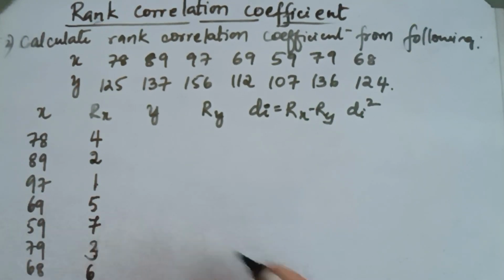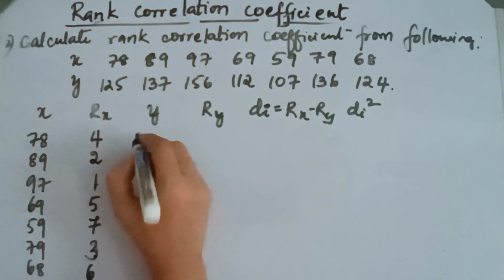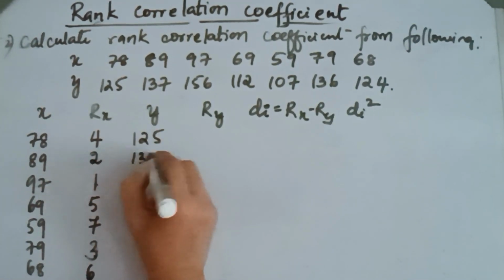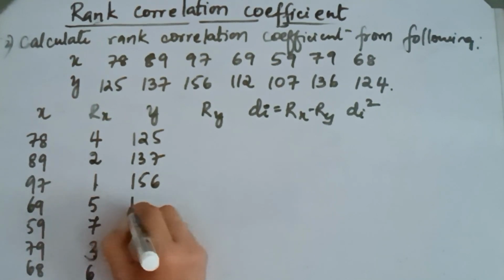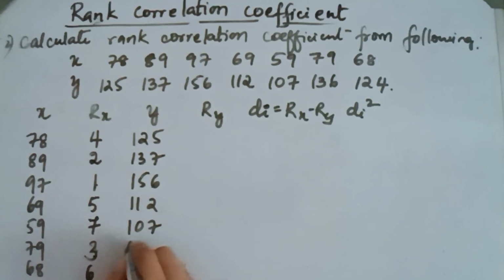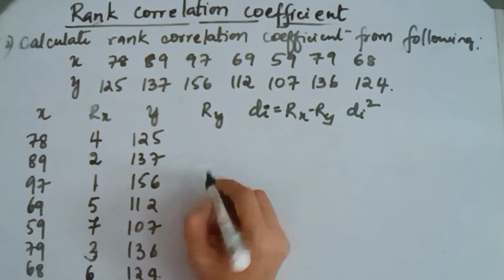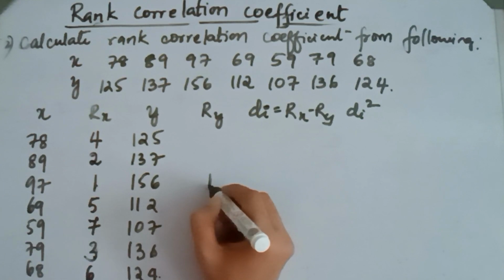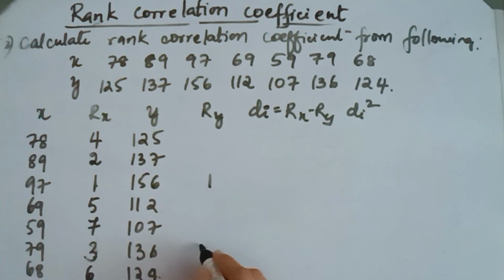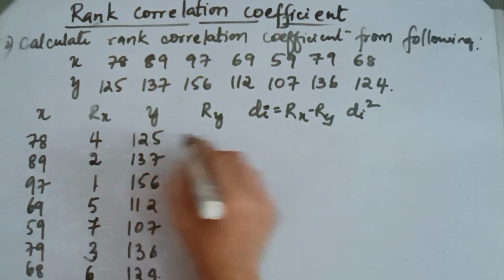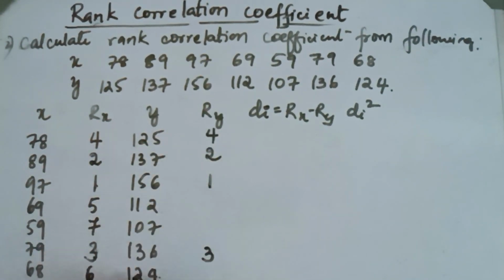Next is this data: 125, 137, 156, 112, 107, 136, 124. Here the highest value is 156, it has the rank 1. Then the next highest is 137, rank 2, then 136 is 3, then 125 is 4, 124 is 5, then this value is 6, and this value is 7.